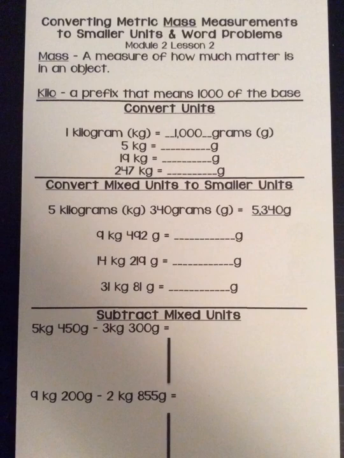All right, good morning. We have Module 2, Lesson 2 this morning. We are converting metric mass measurements to smaller units and doing some word problems. Even though they're not on this, if you look at the bottom, it says subtract mixed units. That's what we're going to do with word problems later on.